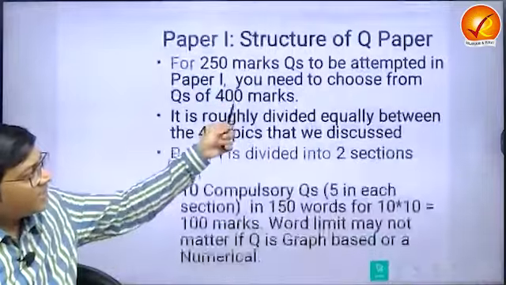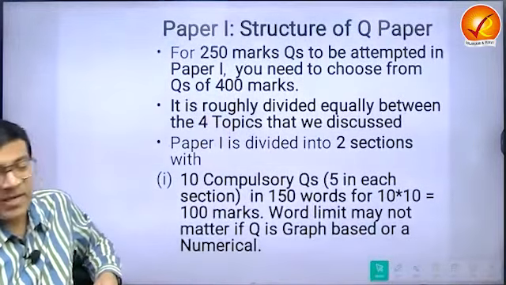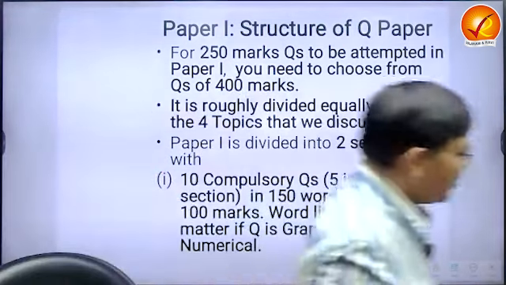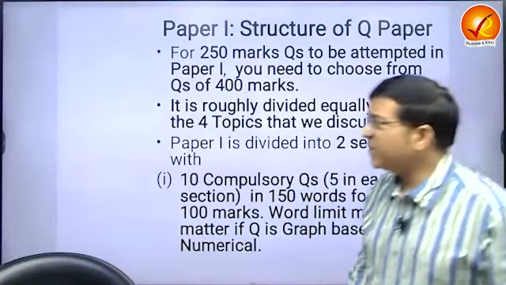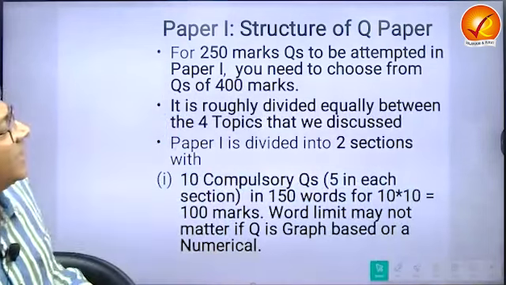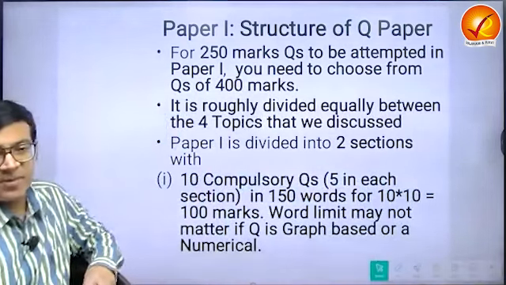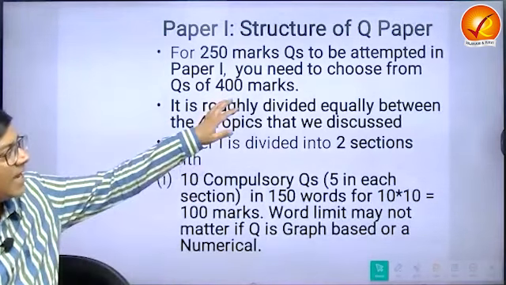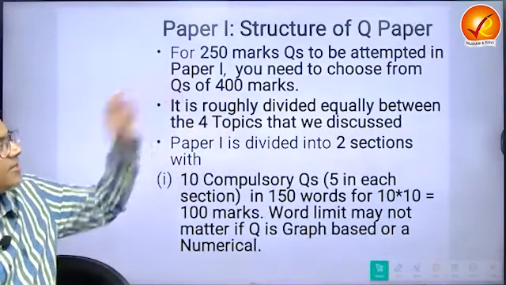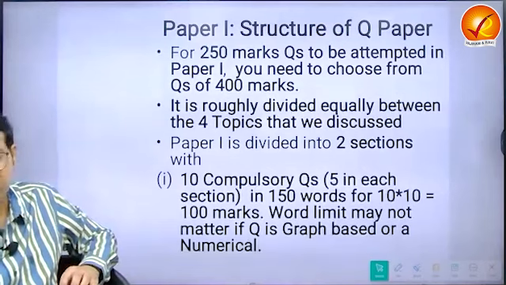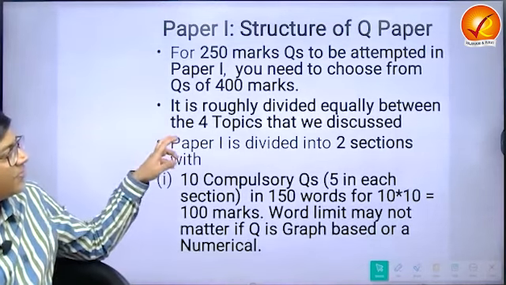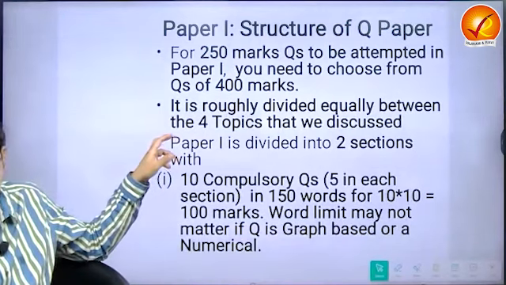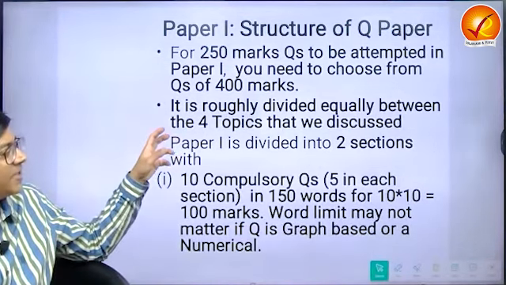A quick look at the structure. As in structure, I mean how many questions, what marks. This structure is more or less similar for every optional paper. So this is not new for only economics, but still, if you have no idea about how optional papers are oriented, have a look at it. Questions asked are of 400 marks. You have to attempt 250 marks. Or you can say you have to attempt 5 out of 8. So 8 questions are there, 50 marks each. You have to attempt any 5 of them.